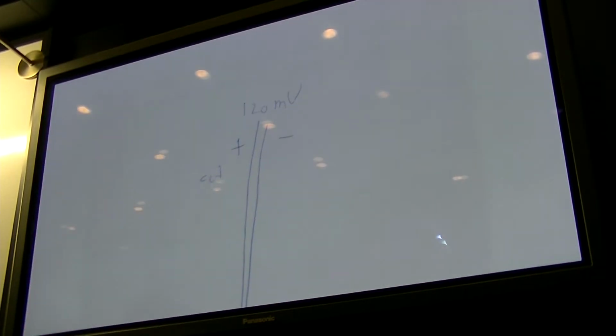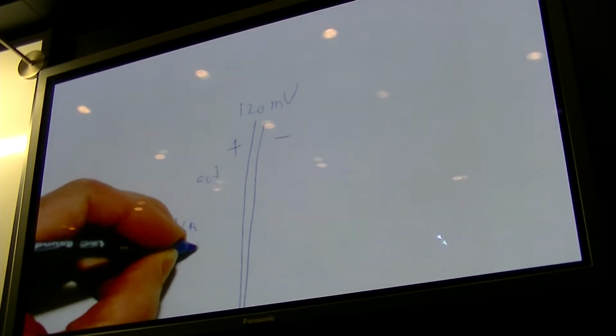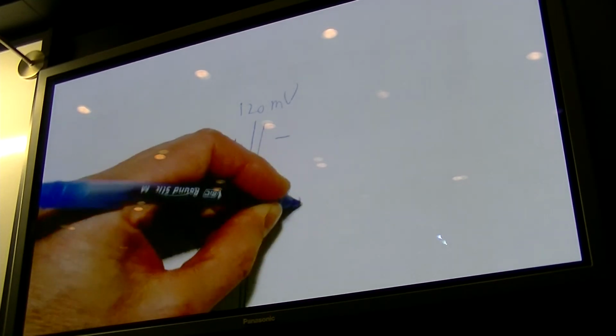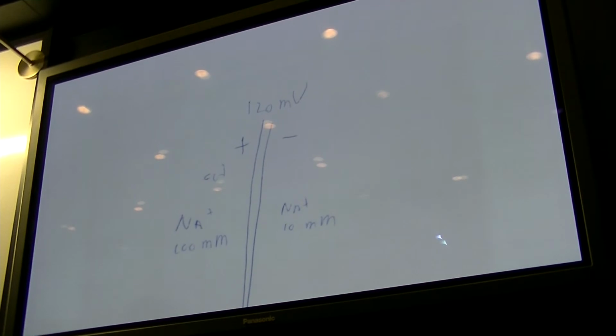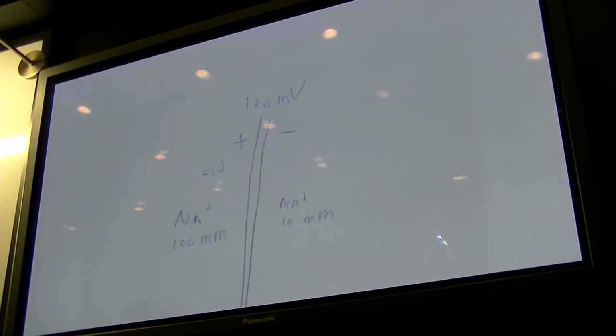Okay. Now let's say here we have sodium concentration of roughly 100 millimolar. And there we have a sodium ion concentration of roughly 10 millimolar. These concentrations are somewhat resembling the real concentrations for the insides and outsides of our cells. We have a little bit less inside and a little bit more outside in our case. Doesn't matter, we'll stick with this example.